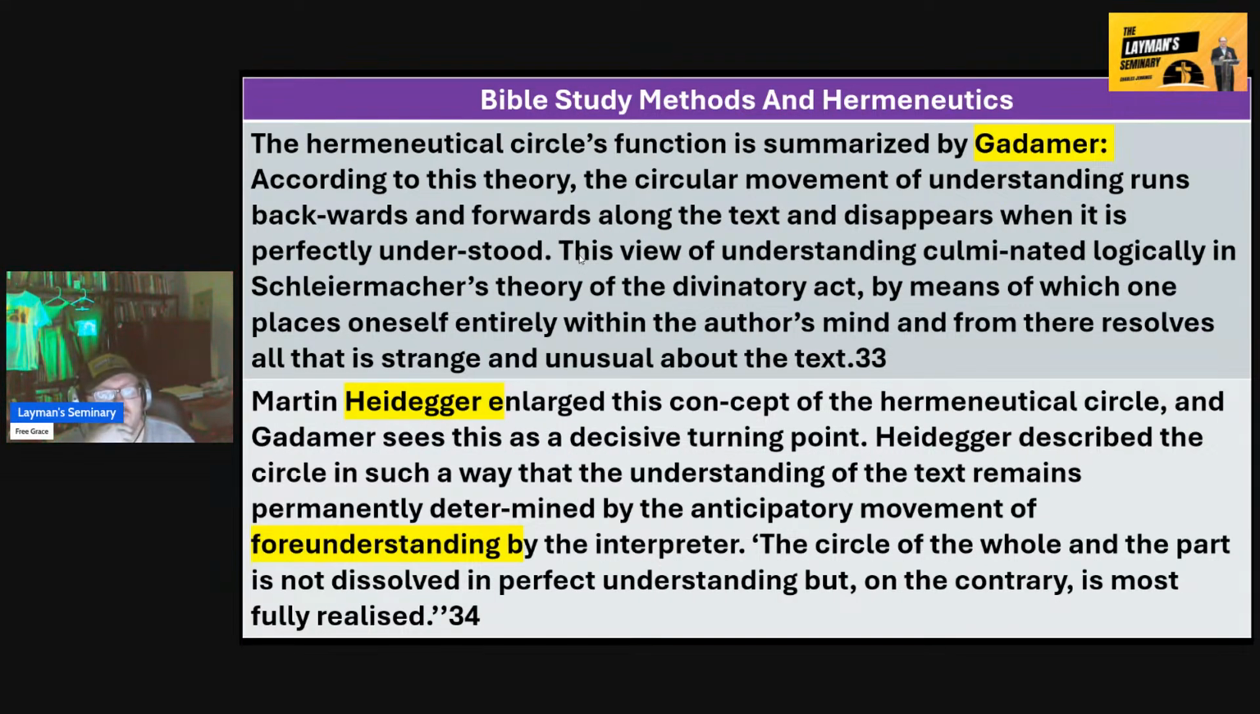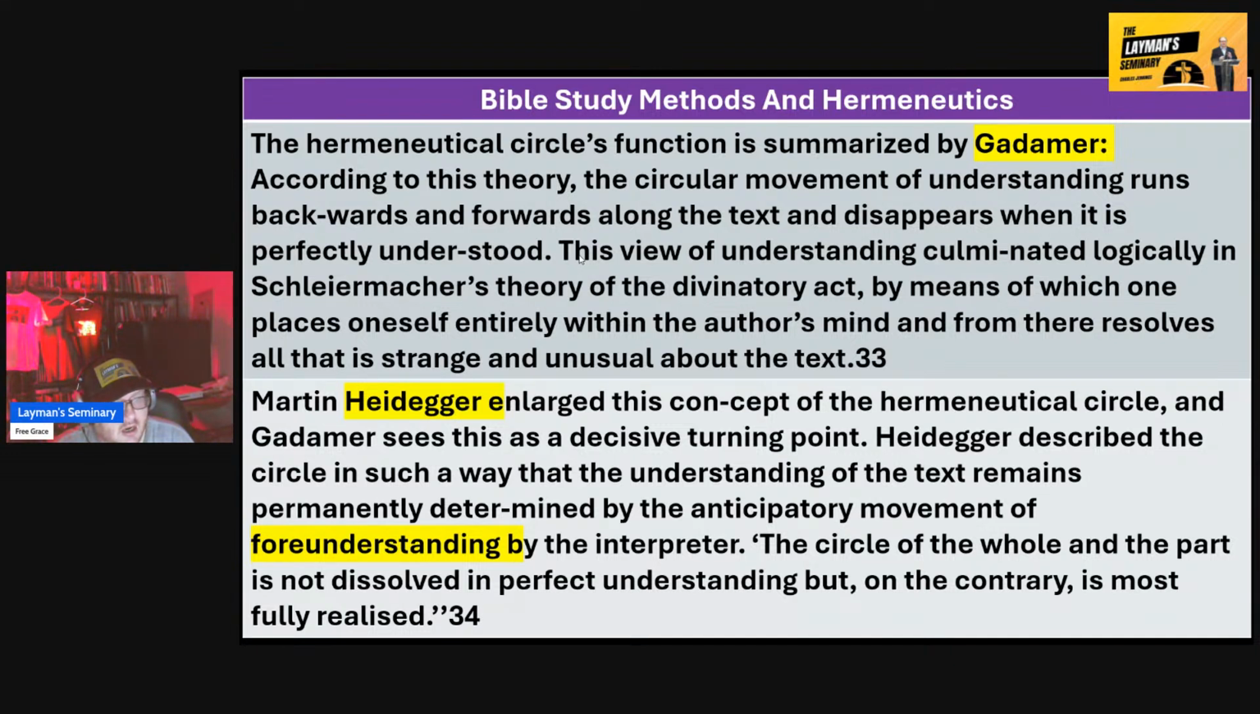The hermeneutical circle function is summarized by Gadamer. According to this theory, the circular movement of understanding runs backwards and forwards along the text and disappears when it's perfectly understood. This view of understanding culminated logically in Schleiermacher's theory of the divinatory act, by means of which one places oneself entirely within the author's mind and from there resolves all that is strange and unusual about the text.